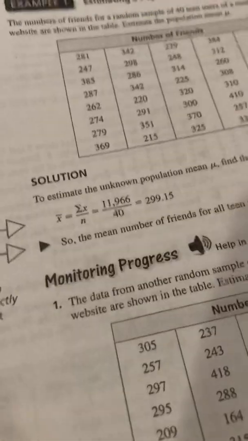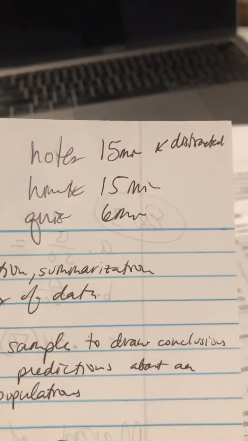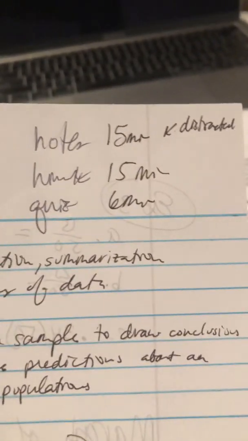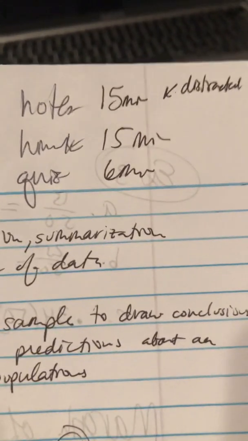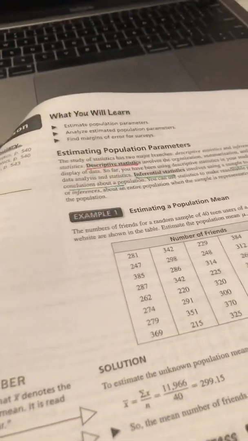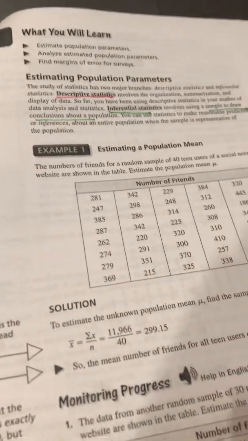And again, if you don't have this packet, it's okay, just write all this information down so you can reference it on your quizzes and whatnot. My notes were 15 minutes, my homework was 15 minutes, my quiz was 6 minutes. I hope you find this helpful to know what to do. This one is going to take a little bit more time for some of you though. Maybe you're not so great at the calculator.